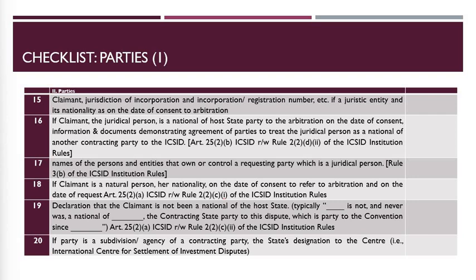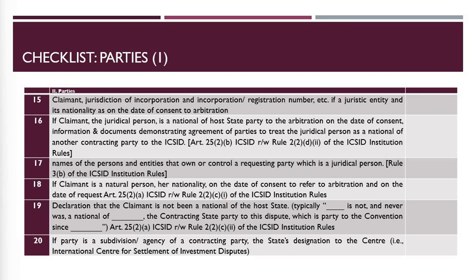This is in line with Article 25(2)(b) ICSID Convention read with 22D(2) of the ICSID Institution Rules. Serial number 16 states that if the claimant, the juridical person, is a national of a host state party to the arbitration on the date of consent, information and documents demonstrating agreement of parties to treat the juridical person as a national of another contracting party to the ICSID. Again, this is in line with the same provisions.